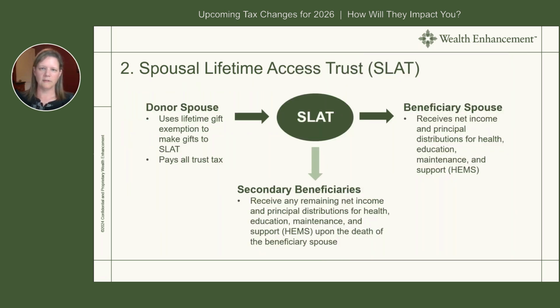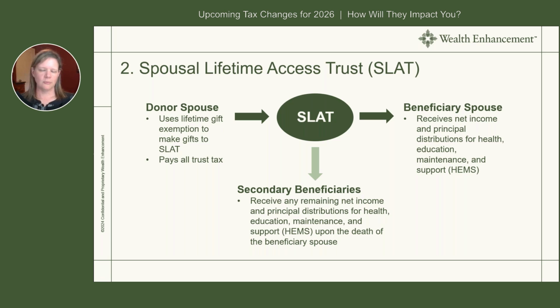So going on to this next slide is a good picture of how a SLAT might work. So again, you can see the donor spouse is putting money into that irrevocable trust. We do recommend giving away around 12, 13 million, just so you can lock in that exemption. And usually that donor spouse is also the one paying the income taxes on that trust. So by the trust not having to pay its own income taxes, you're actually making a gift to the trust. You're allowing more funds within that trust to continue to grow tax-free, or estate tax-free.